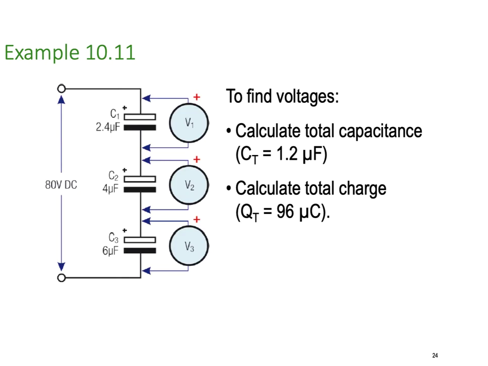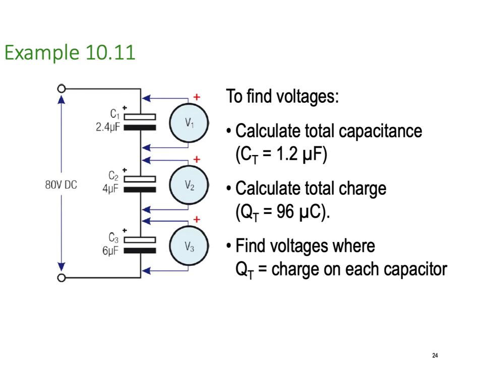To calculate the total charge, Q total is 96 microcoulombs, or 96 times 10 to the minus 6 coulombs. To find the voltages, Q total equals the charge on each capacitor, because there's 96 microcoulombs in C1, 96 in C2, and 96 in C3, because the charge is the same in each of the capacitors.